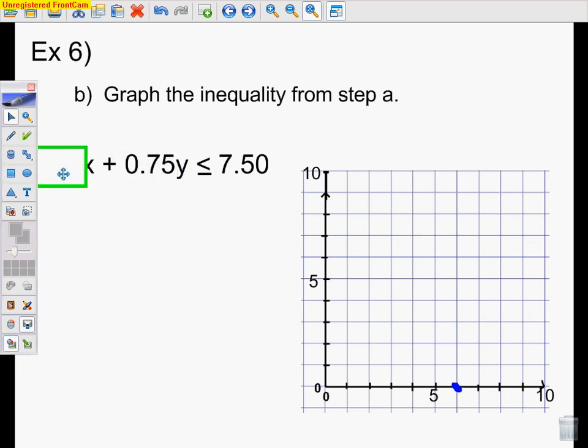We can find the y-intercept by covering up the x. 75 cents times what value gives you $7.50? Well, 0.75 times 10 is $7.50. And because we have a less than or equal to, because it's an equal to, we're going to connect that with a solid line.